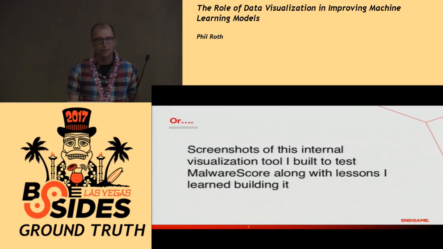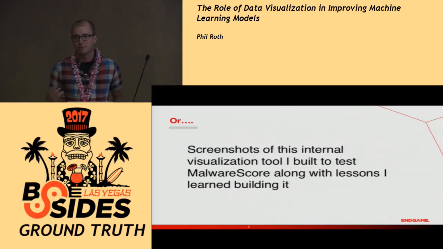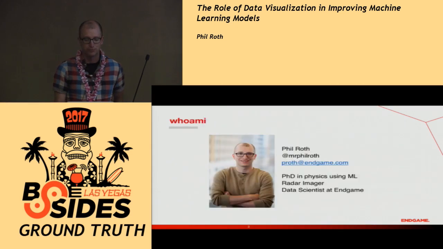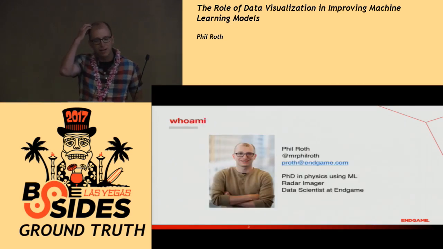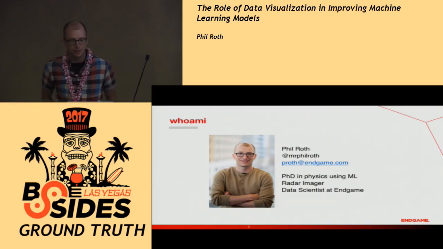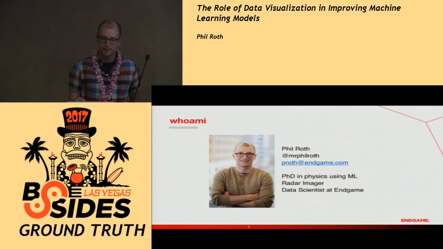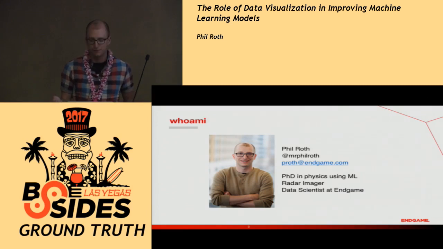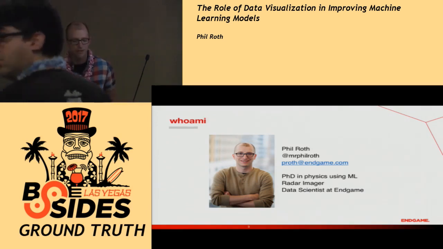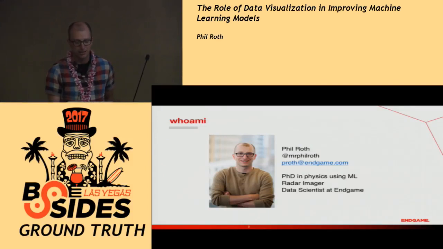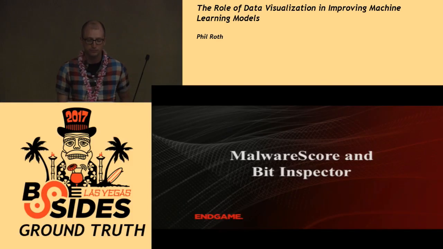At the end, I'll also go through some resources for data visualization tools that I really enjoy using, and maybe you will too. So, like I said, I'm Phil Roth. My background is in physics. I used a machine learning algorithm getting my PhD in physics. I moved on to make images out of radar data, but then I definitely wanted to get back to machine learning, and so that's why I came here to Endgame.